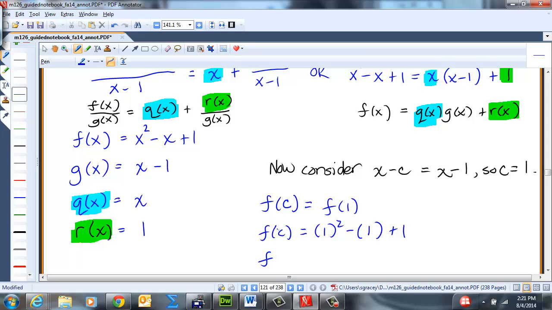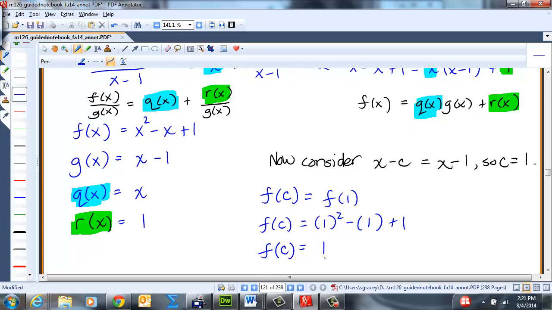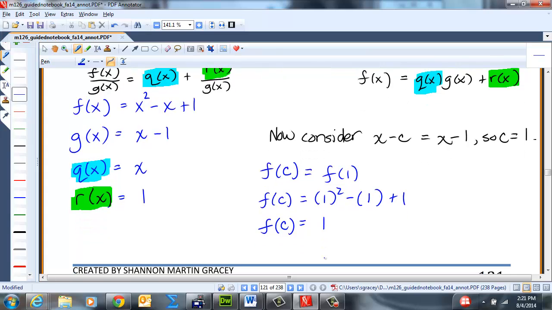I'll just keep it as f of c. So we ended up getting 1 squared minus 1 plus 1, so f of c was equal to 1. And what was 1? Good, that was the remainder r of x. Isn't that cool?